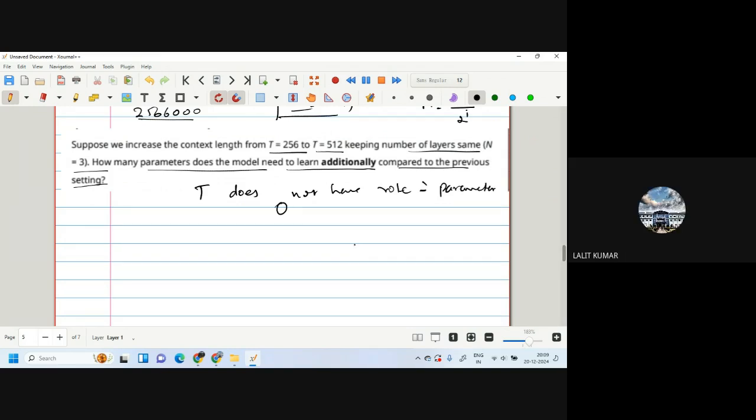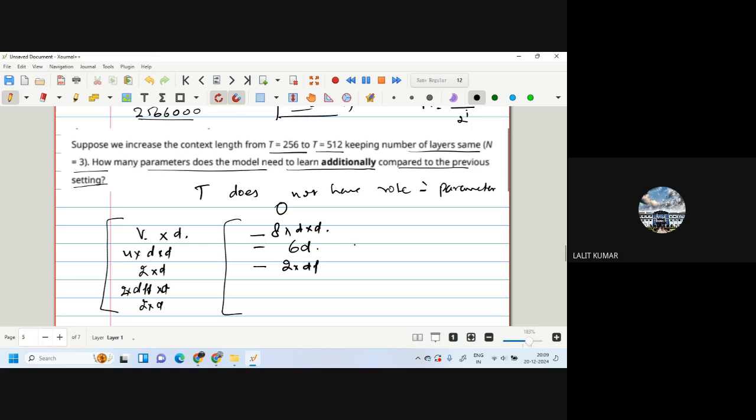Everywhere we saw it is V vocab size into D, D into D, 2 into D, DFF into D, 2 into D. This is the encoder part. For the decoder part, you can write down for MHA plus MHCA 8 into D into D. All the layer norms is equal to 6 into D. DFF into T is 2, and this will become 2 into DFF into D plus D plus DFF. So this is the only difference.